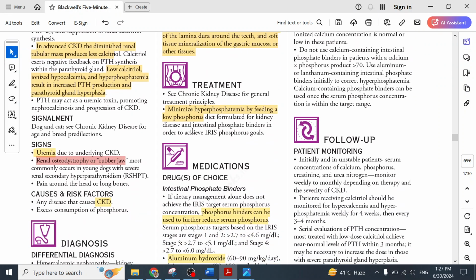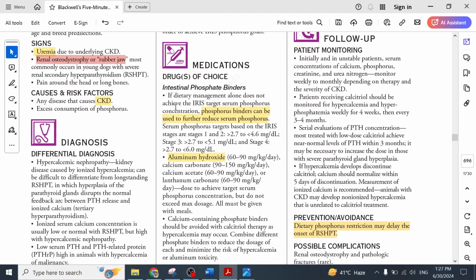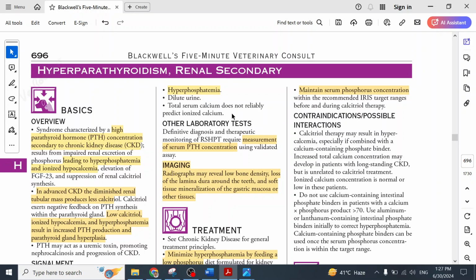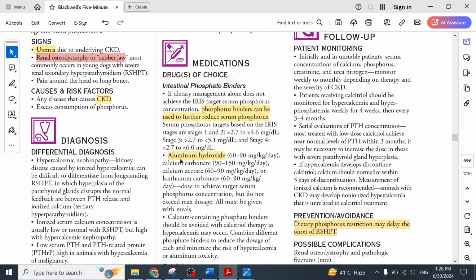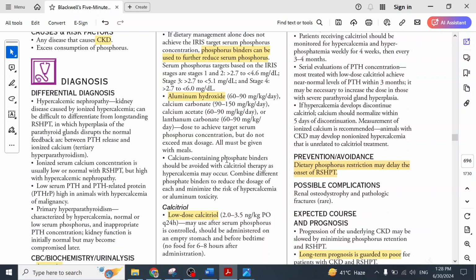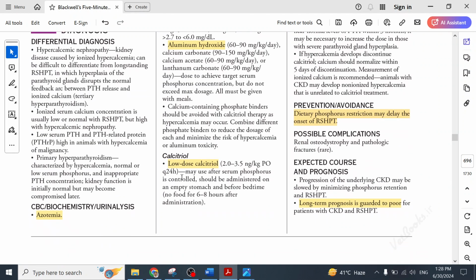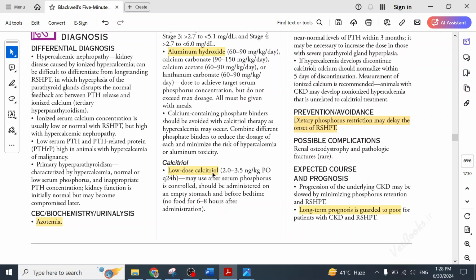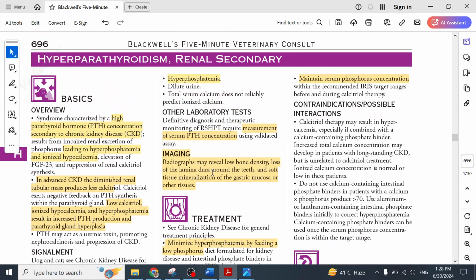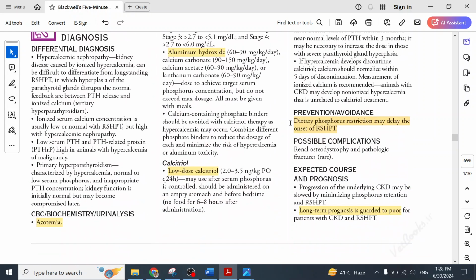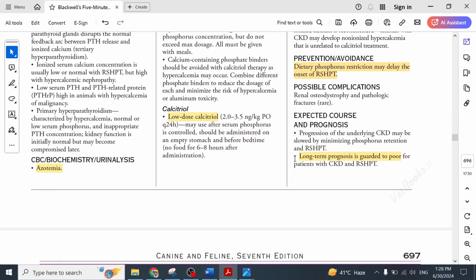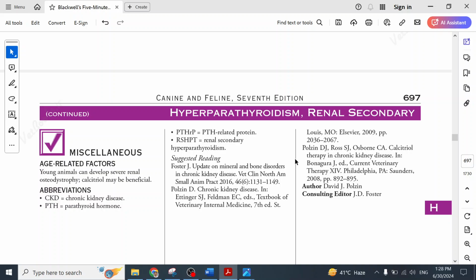Then treatment: minimize the hyperphosphatemia by feeding a low phosphorus diet. The drug of choice is phosphorus binders, because there is hyperphosphatemia in this condition. The phosphorus binders are aluminium hydroxide; calcium-containing phosphorus binders are sometimes used. Then a low dose of calcitriol is also given to absorb the calcium in the ECF. Then maintain serum phosphorus concentration. For prevention, the diet should contain low phosphorus, and the long-term prognosis is guarded to poor. So that's about renal secondary hyperparathyroidism.